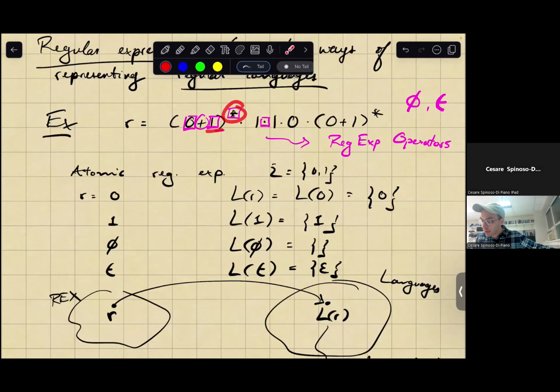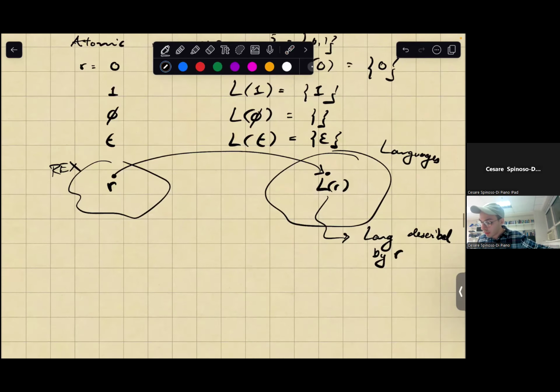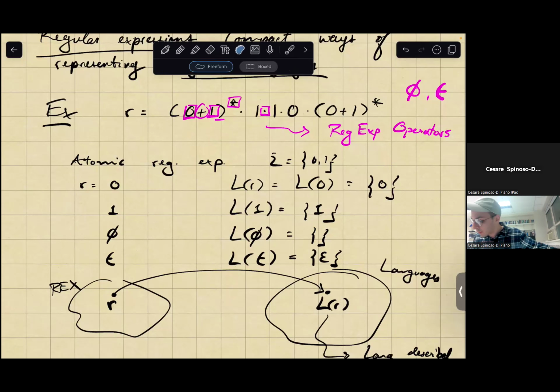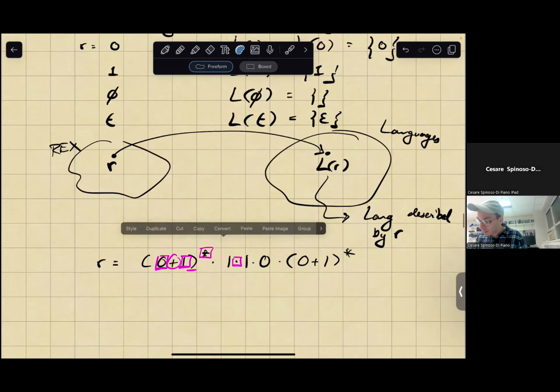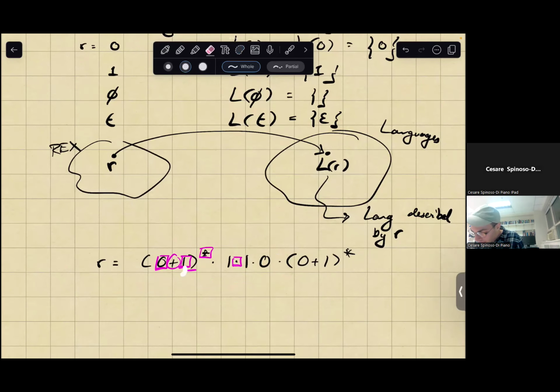And so those are atomic regular expressions, and you build up more complex regular expressions by using these regular expression operators to build up more sophisticated languages to represent, right? So how does that really work? If we take this example, this is a good one, actually. That's why it's there. Okay. So if this is R, then how do we know exactly what this is representing?